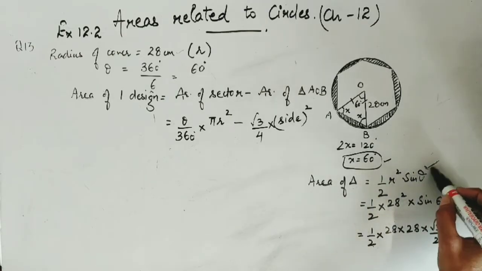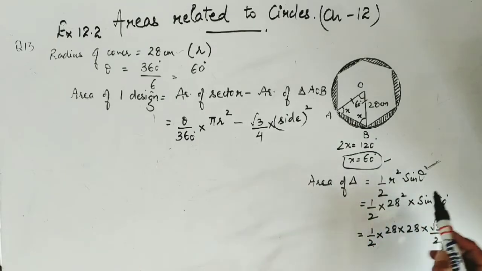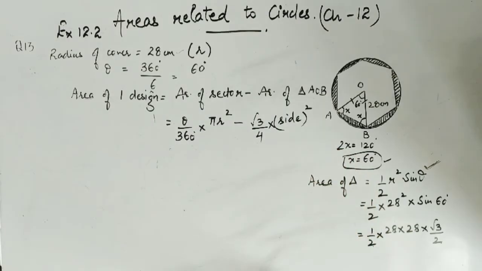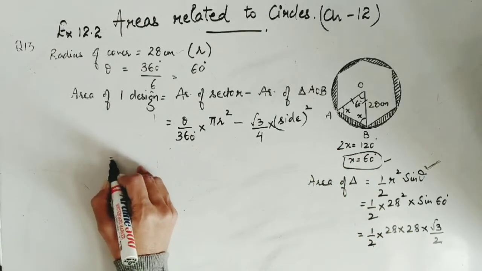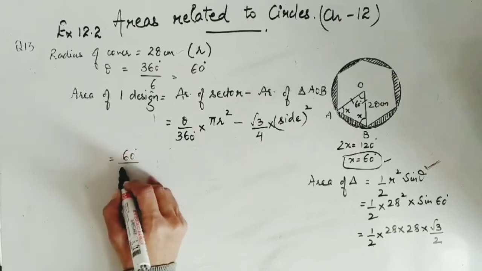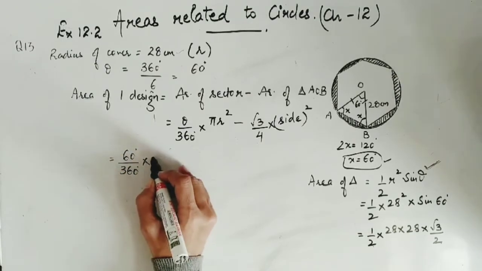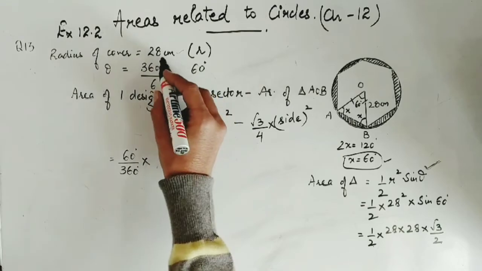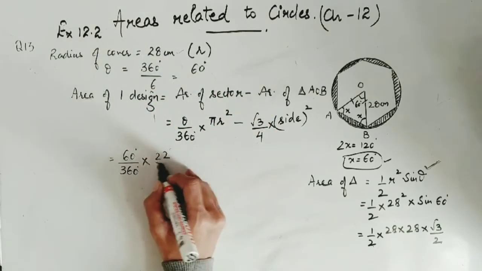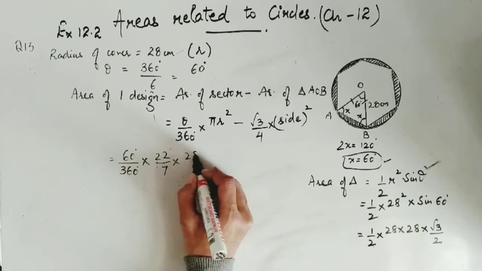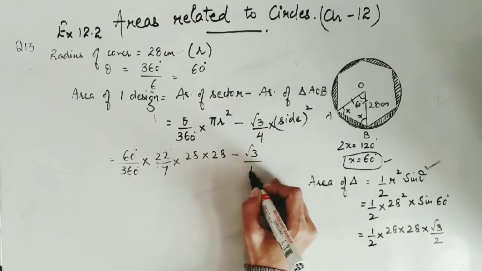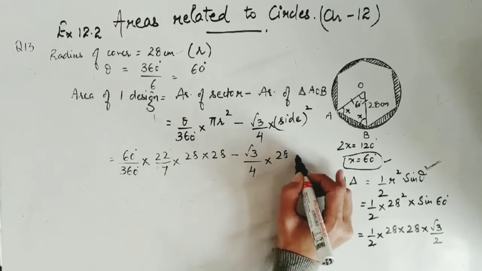And how do we derive this? I'll share another video for this. It's a lengthy process. Right now, let's first focus on this question. I am now going to put the values. Theta is 60 by 360 pi r square. The question does not mention pi, since r is a multiple of 7, pi can be taken as 22 by 7, 28, 28. We'll simplify this. Minus root 3 by 4 and 28 into 28.